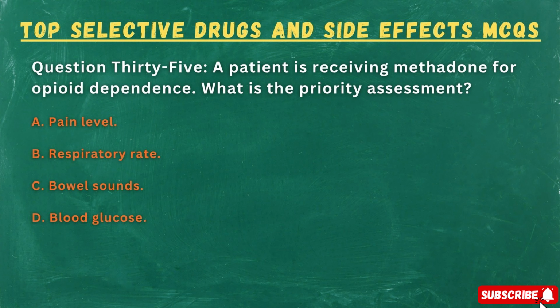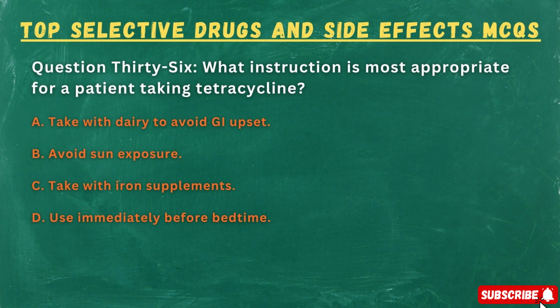Question 35. A patient is receiving methadone for opioid dependence. What is the priority assessment? A. Pain level. B. Respiratory rate. C. Bowel sounds. D. Blood glucose. Answer: B. Respiratory rate.